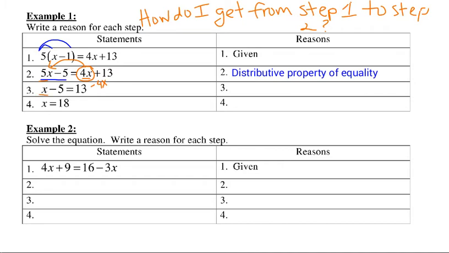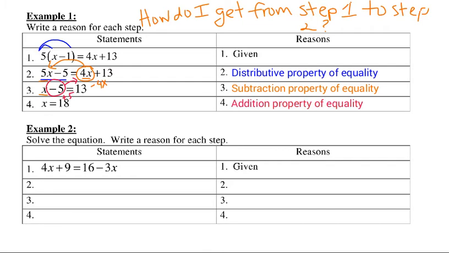So my reason would be subtraction property of equality, because I am subtracting the 4x. Lastly, what we end up doing between step 3 and 4 is, if you notice, this minus 5 now moves to the other side, and the way that we move that is because we would add 5 to both sides. So this would be the addition property of equality.